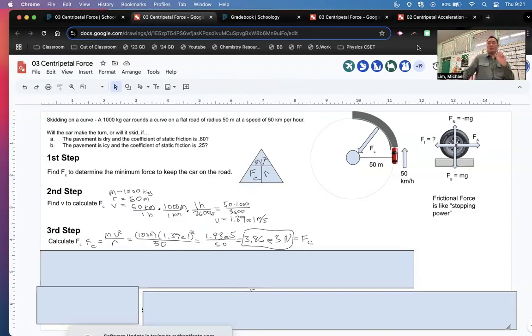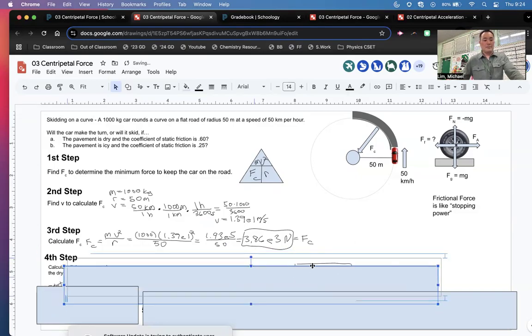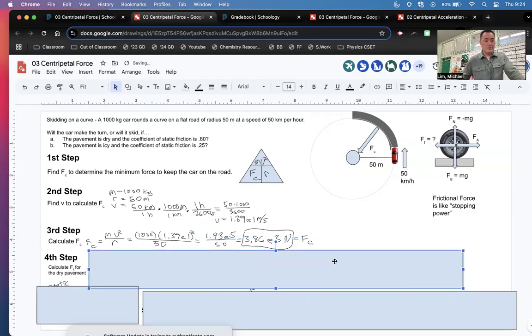Now we're going to use this to compare our calculation of friction force. Is it enough force in our tires to keep the car on the road? All it has to do is reach 3.86 times 10 to the third power or more. If it's less, the car will slide off. Question. It's N. N is newtons. That's the units of force. So you don't have to put N, but you might see N in your future education. All right. So calculate force for the dry pavement.